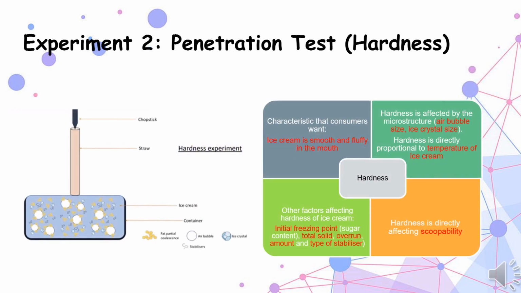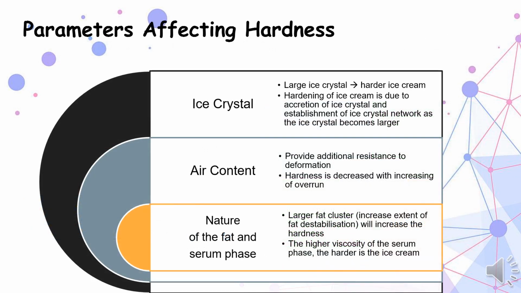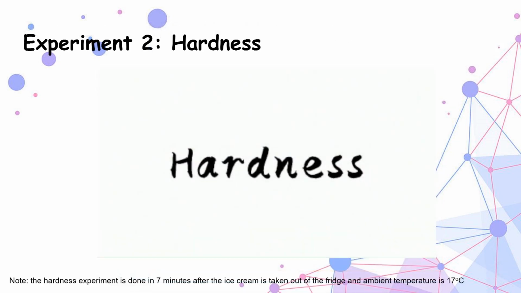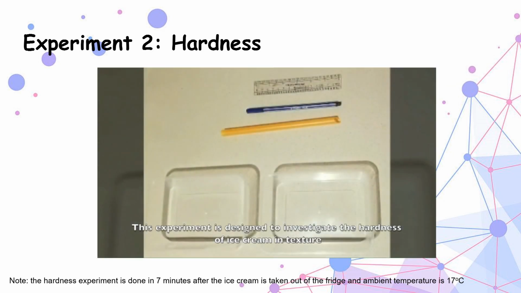Hardness of ice cream is affected by the microstructures such as air bubble size and ice crystal size, and hardness directly affects scoopability. Microstructures affecting hardness are ice crystal, air content, and nature of the fat and serum phase. Welcome to the hardness experiment. This experiment is designed to investigate the hardness of ice cream in texture.